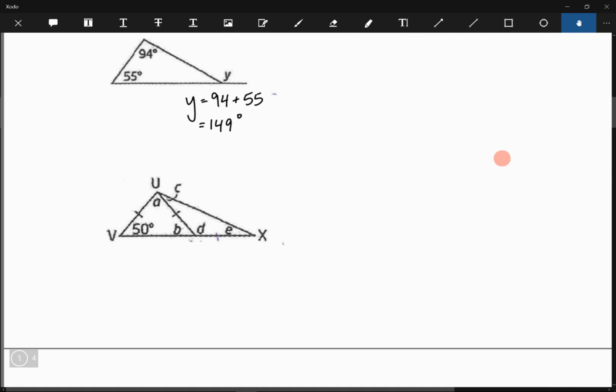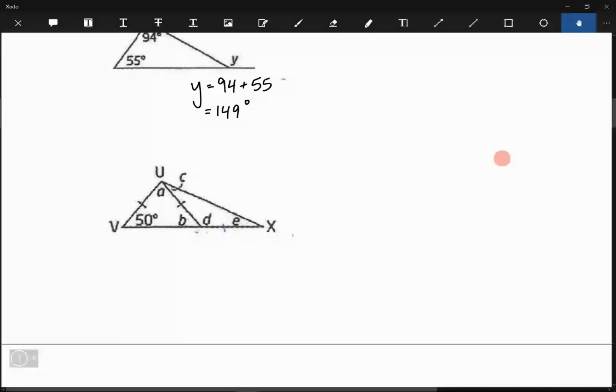Next one down here, a little bit more tricky. We've got to find several things. So let's look at B first. We can identify B right away: we can say it is 50 degrees, because these tick marks over here indicate that this triangle that you see here on the left is an isosceles triangle, two equal sides and two equal angles. So 50 and B have to be the same.